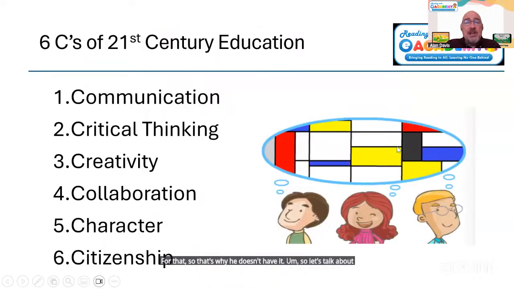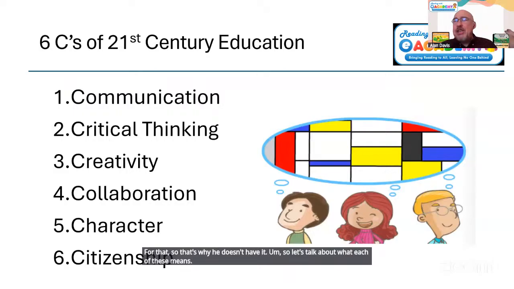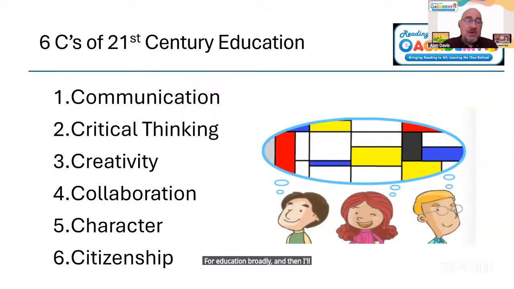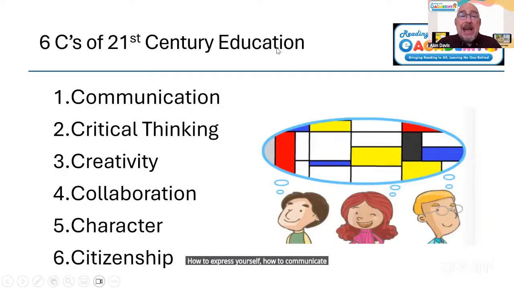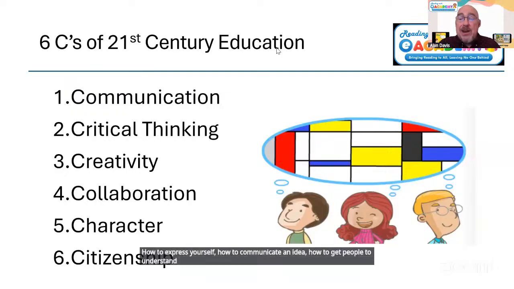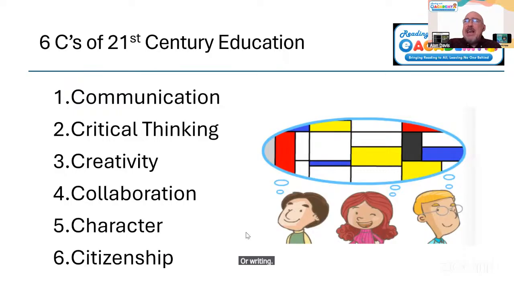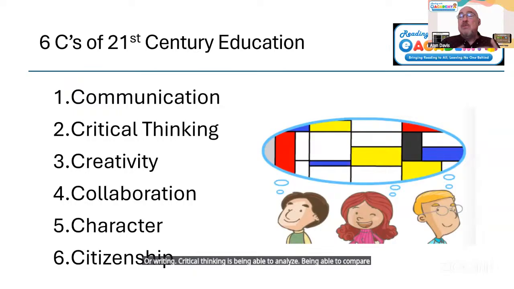So let's talk about what each of these means for education broadly, and then I'll go more into the specifics of what it means for English language education in particular. So communication is being able to express yourself. Yeah, that's pretty much it. How to express yourself, how to communicate an idea, how to get people to understand what you are saying or writing. Critical thinking is being able to analyze, being able to compare, being able to evaluate.